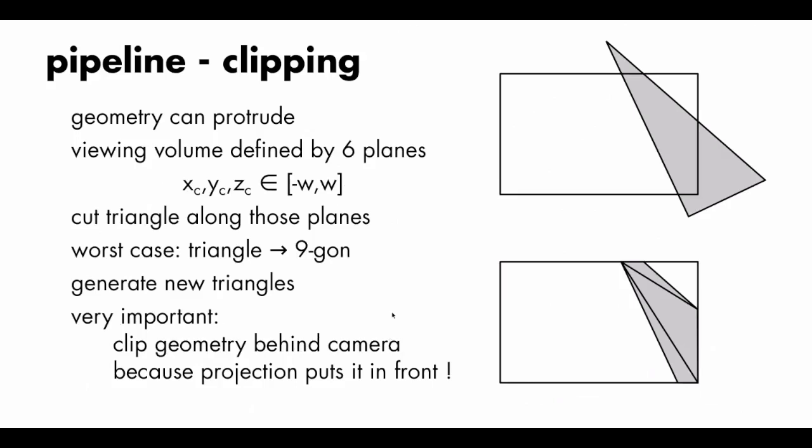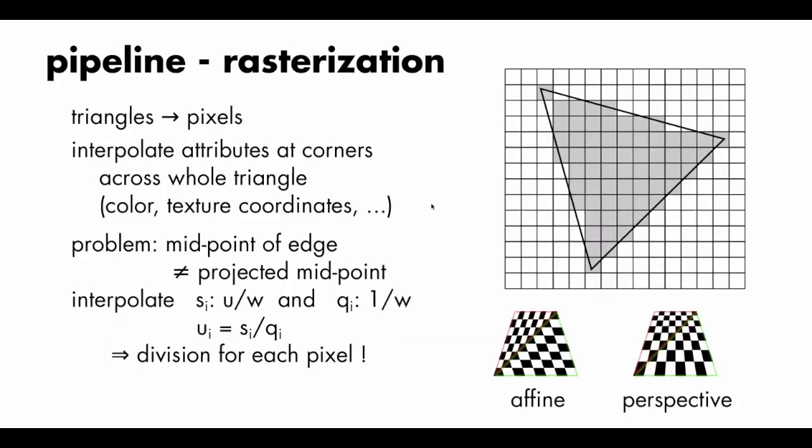And as I said, it's very important to clip the geometry behind the camera, because a projection always puts everything in front of the camera. So all the stuff that's behind you might become visible due to the projection step. And sometimes you can get away with simpler means, like just throwing away complete triangles, which is culling. But in general, clipping really is necessary, and that's a great pain in the ass if you want to do it on the PS2.